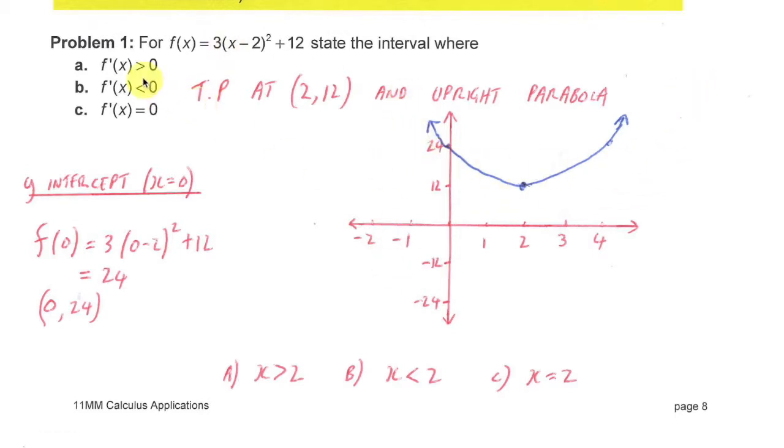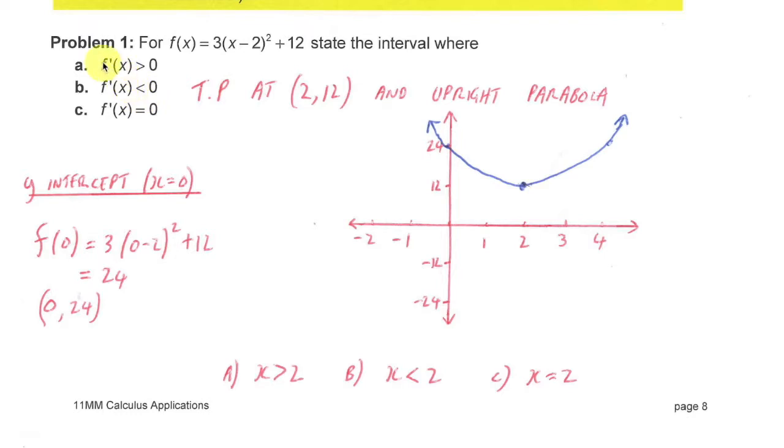From that, I need to identify the intervals where the derivative is greater than 0, so that the graph has a positive gradient. Where the derivative is less than 0, the graph has a negative gradient. And I need to identify where the gradient is equal to 0, so therefore the graph has a turning point.